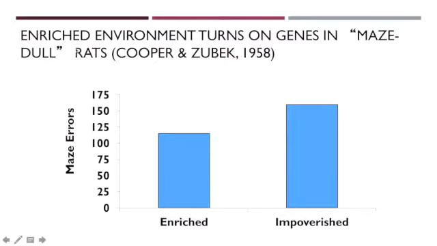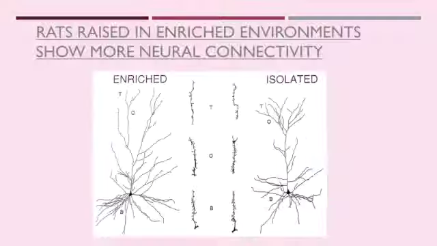And in fact, in an enriched environment, these maze dull rats actually make fewer errors than rats raised in the impoverished environment, right? So this is the number of errors. These are rats making more mistakes, and these were raised in their typical rat environment. These are enriched rats. They're making fewer mistakes. So even with these maze dull animals, it seems that you can turn on these genes that allow them to suddenly be better at exploring their environment, better at running mazes.